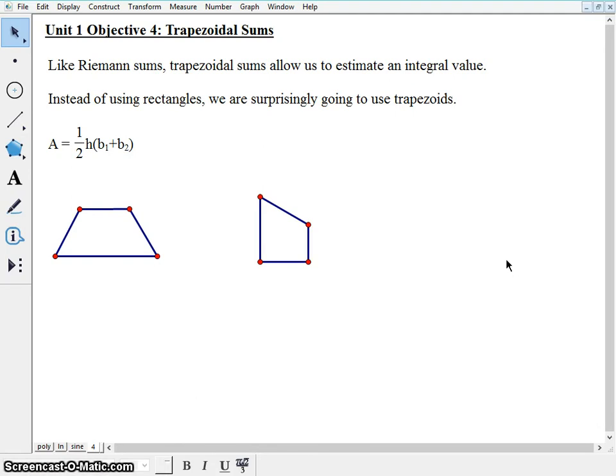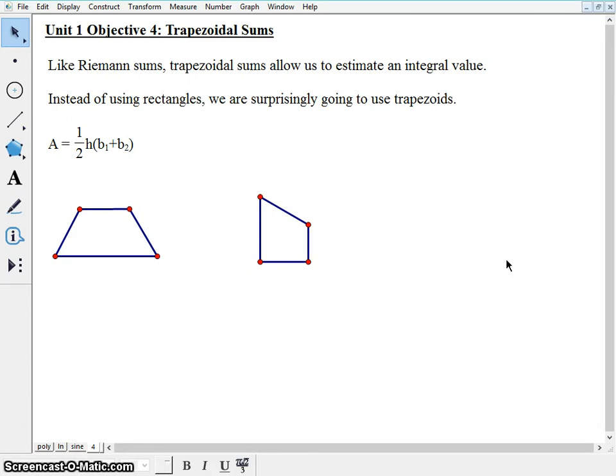AP generally will give you formulas like volume formulas, but one thing they won't give you, one thing they're going to expect you to know how to do is find the area of a trapezoid. So the area of a trapezoid, as you can see there, is 1/2 times the height times base 1 plus base 2. Now in geometry you probably learned it as base 1 plus base 2 divided by 2 times the height, or 1/2 times the sum of the bases times the height.